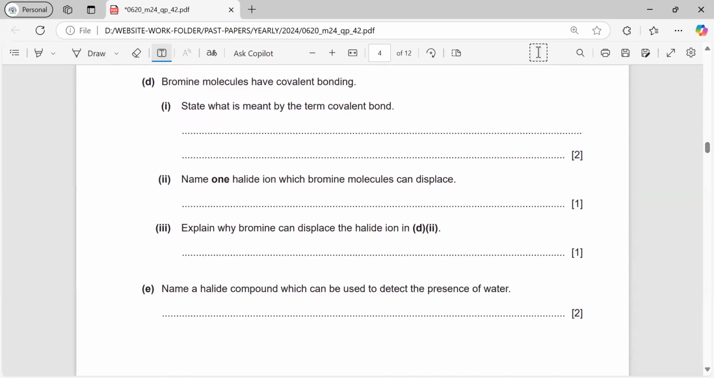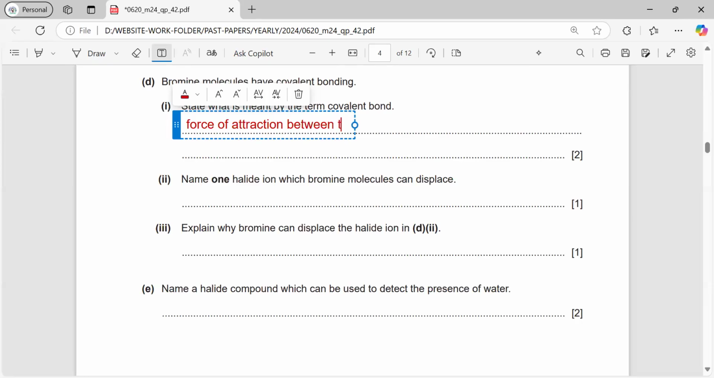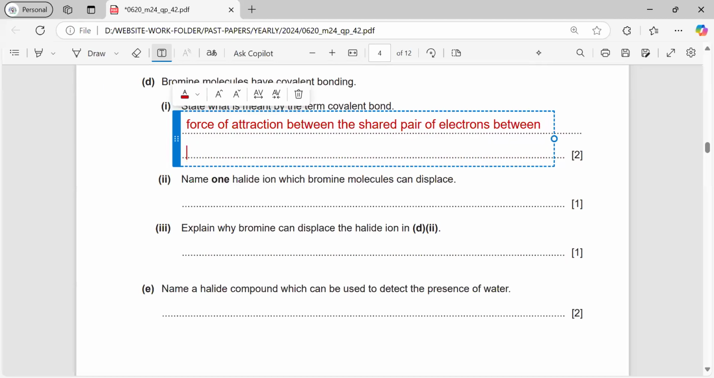Bromine molecules have covalent bonding. State what is meant by the term covalent bonding. Covalent bonding is the force of attraction between the pair of electrons shared between two atoms. So, it's the force of attraction between the shared pair of electrons between two atoms.